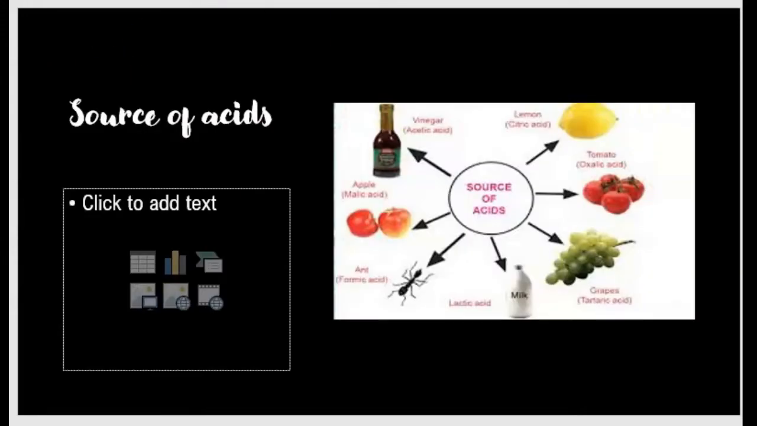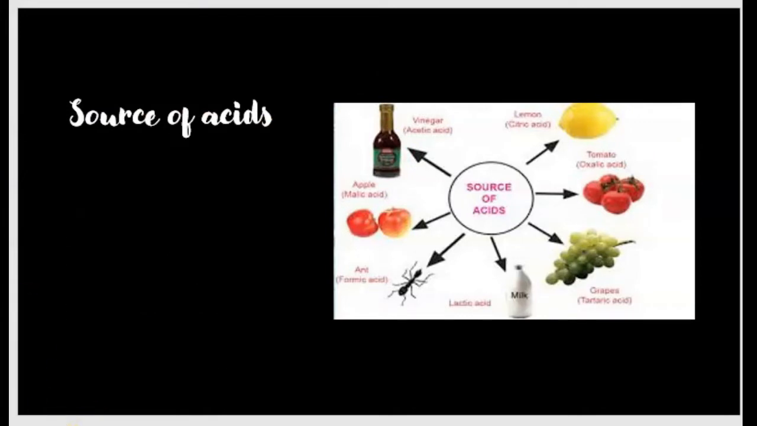Next we're going to discuss the sources of acids. You can see here it is vinegar. It is commonly present in all our kitchens. Chemically it is acetic acid, but commonly it is called vinegar, which is used in our kitchen. Coming to this, it is lemon, which contains citric acid, a source of vitamin C.